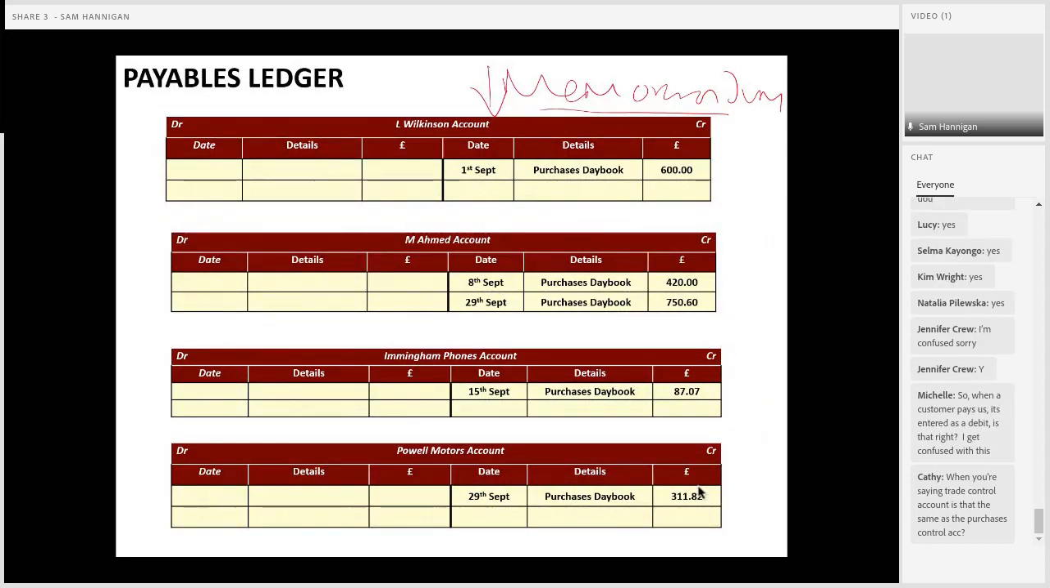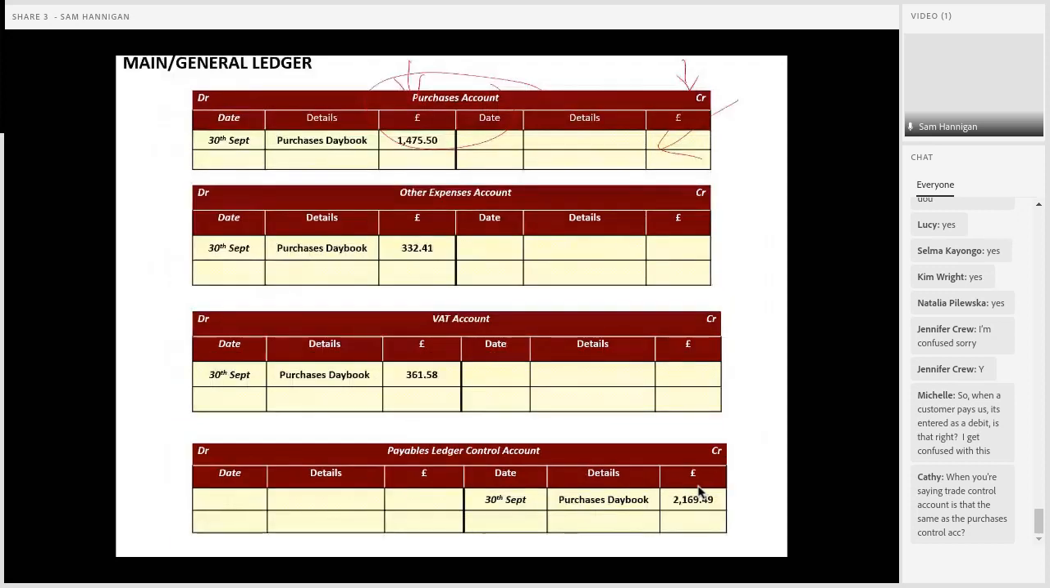Okay. Then what we've done is in the main ledger account, we've then debited the purchases, debited other expenses, debited VAT, and credited the control account. And that is we owe them money. It's a liability. Okay. So think about that. It's a liability until we've paid them.